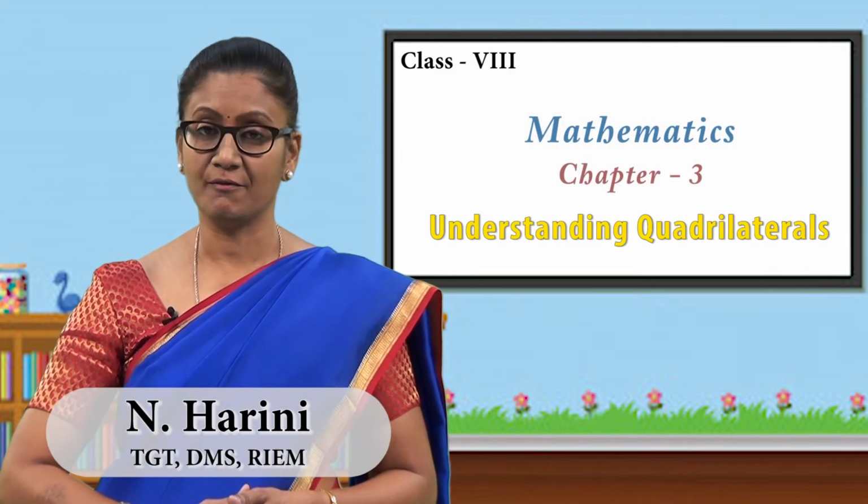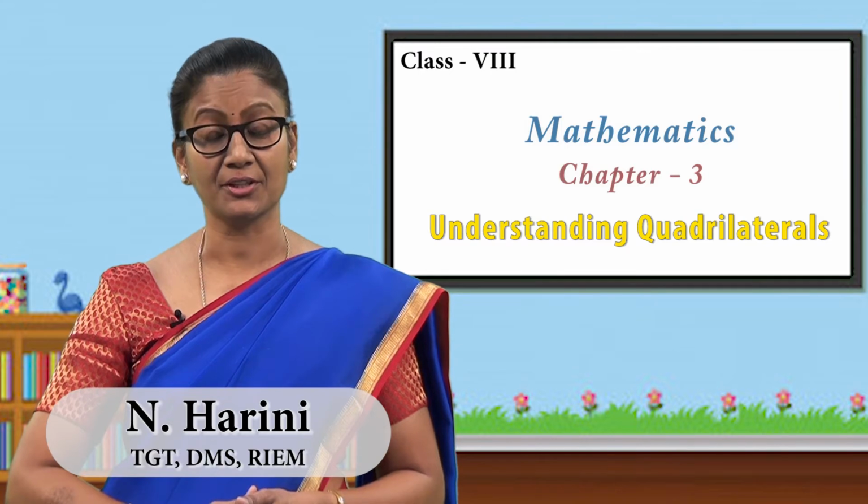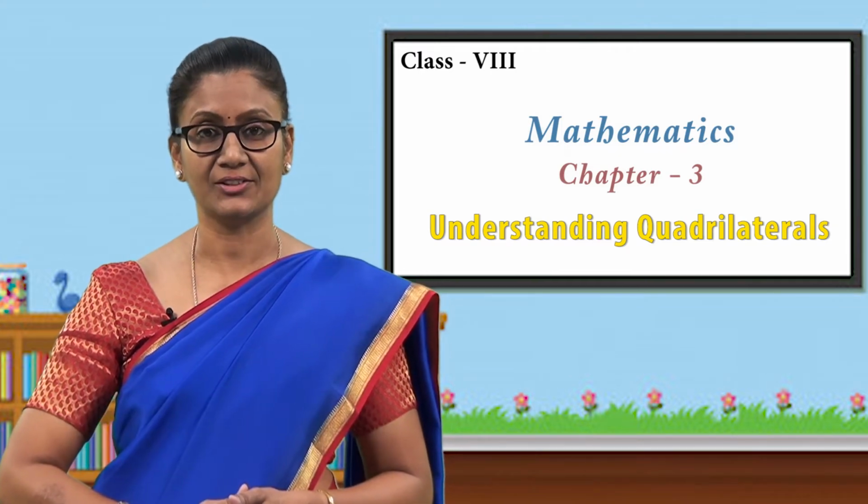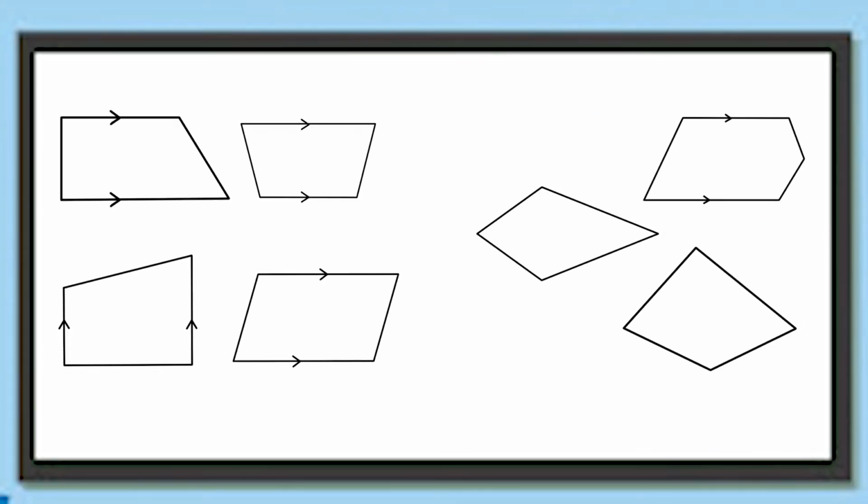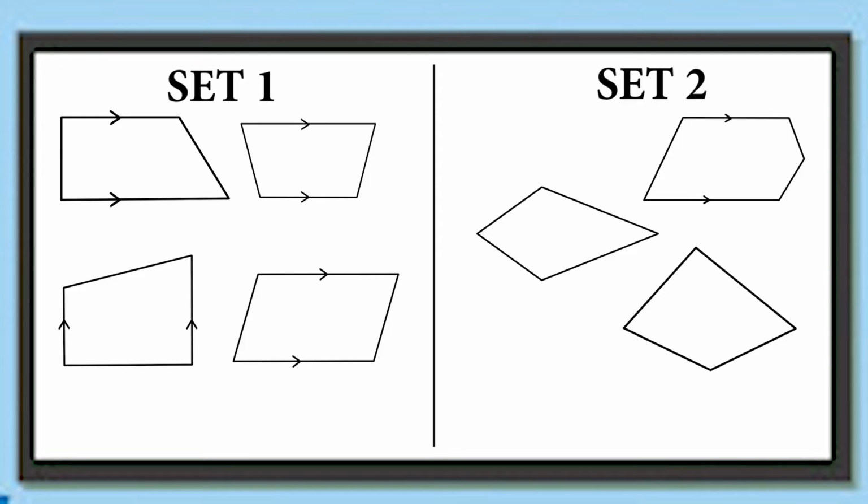Today also we are going to continue with our chapter on understanding the quadrilaterals. Look at the two sets of figures. Is there a difference between the two sets? Yes, you are right. All the quadrilaterals in set 1 have one pair of opposite sides which are parallel and the other pair of opposite sides are not parallel. Whereas in set 2 this condition does not hold good.